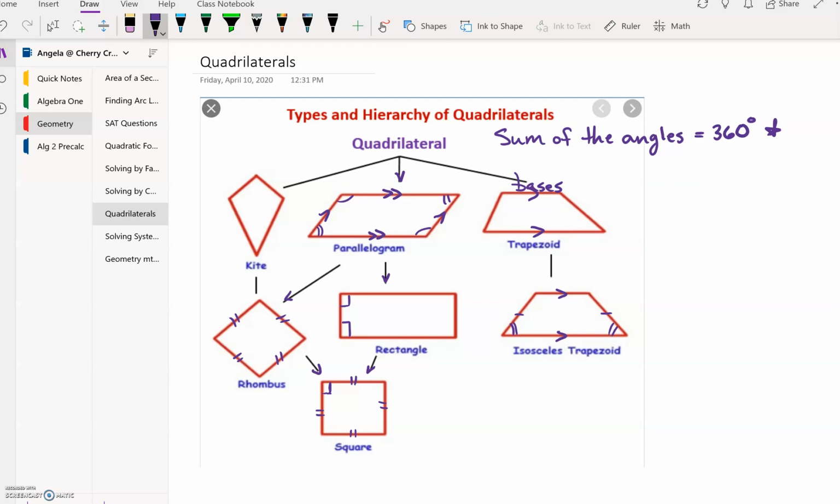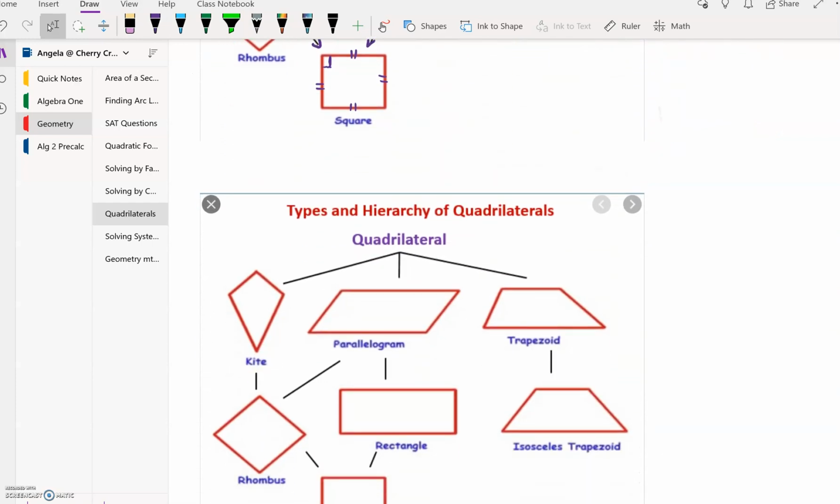Okay, and then last but not least, the kite is a little bit of a standalone, and it has consecutive sides that are equal. Not consecutive angles, but consecutive sides. And you might have a chance to see some work with the diagonals in the kite and the diagonals in the rhombus in an area formula that's coming up in just a second. Okay, so that's sort of the flow chart for your four-sided figures.